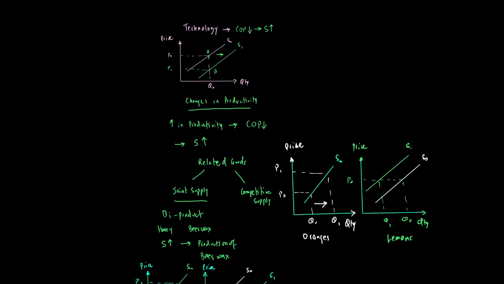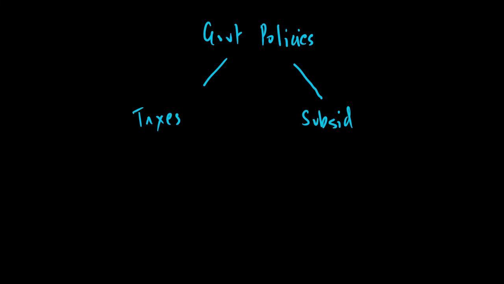Lastly, guys, government policies also play a role. What are government policies? Well, government policies can be looked at in two ways. Number one is the policy of taxes, and we will have a longer discussion later on. And there's also the policy of subsidies. What are taxes? I'm talking about indirect taxes mainly, because direct taxes are on income. Indirect taxes are taxes on expenditure.